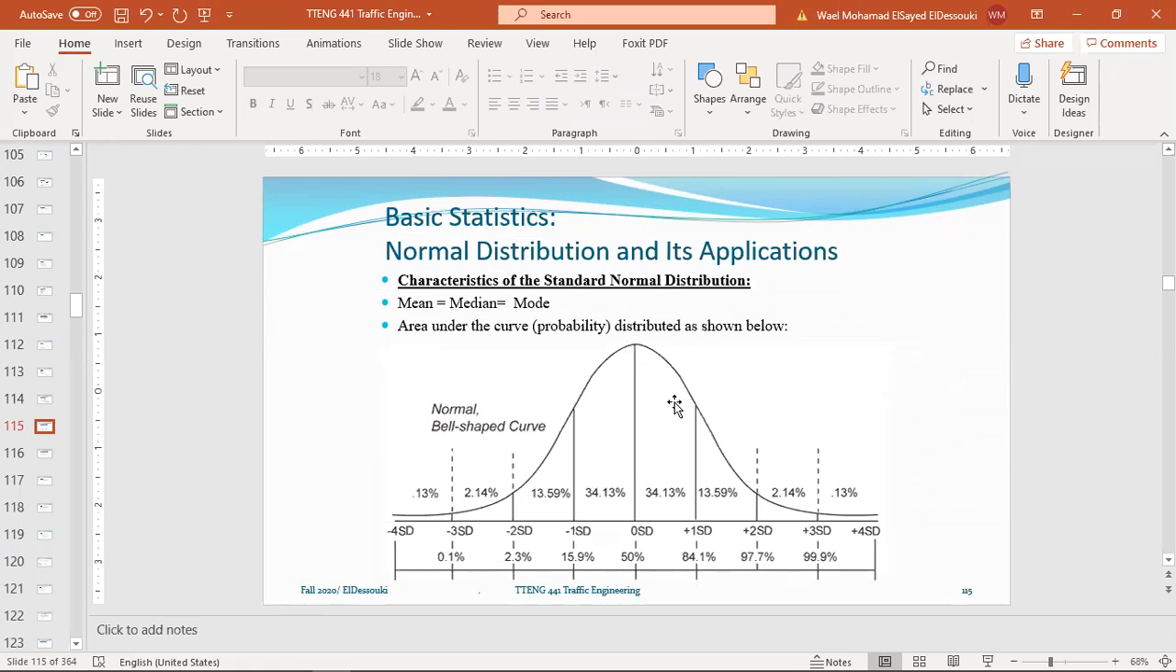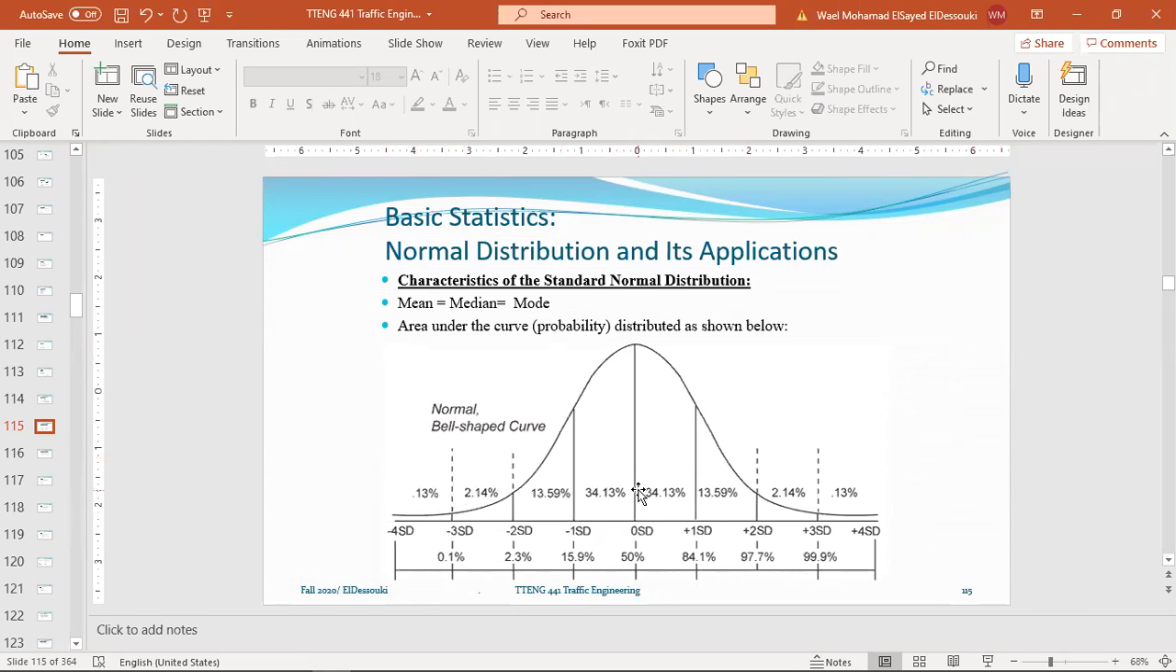The characteristics of the standard normal distribution: it's a symmetric distribution, first of all, and the mean equals the mode and the median. There is no skewness, it has 0 skewness. Under the curve, basically, at the 0 you have 50% below and 50% above.